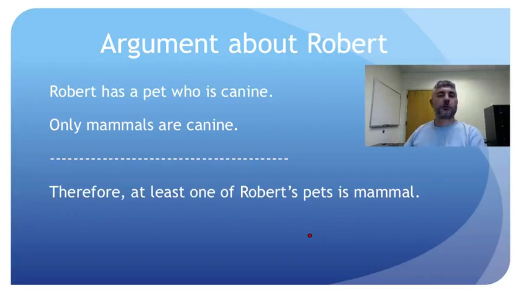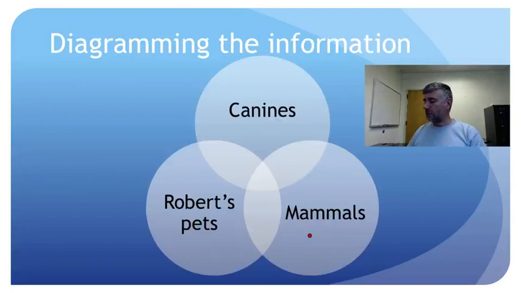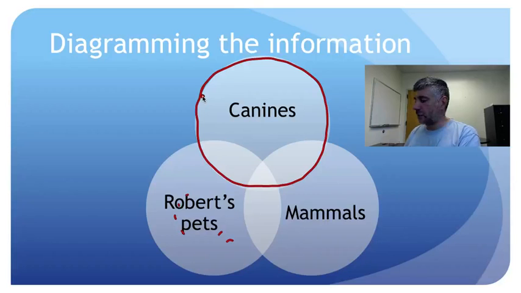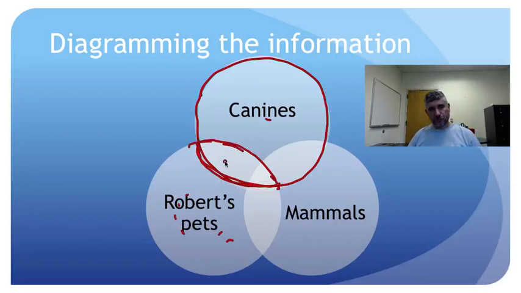Okay, well, how would we visually represent the information contained in premises 1 and 2 of this argument? Here's how. At least one of Robert's pets is canine. So that means that whatever other pets Robert has, maybe Robert has some non-canine pets, but at least one of Robert's pets must be in this circle. That particular pet has to be in this circle, but of course it also has to be in this circle because this is the circle of Robert's pets. So the pet must be in this football-shaped region right here, the intersection of Robert's pets and canines. But where is it? Is it here or is it here?